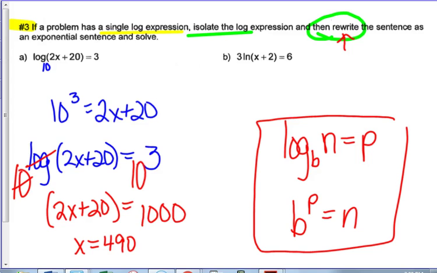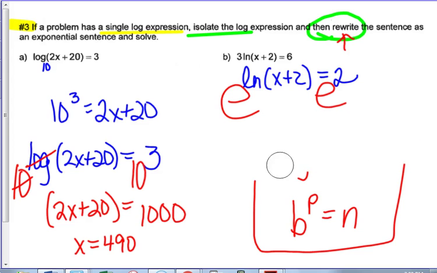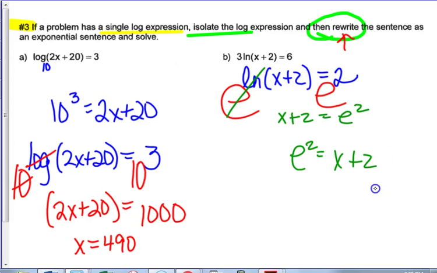All right, so what are we going to do on this guy? Divide by 3. So then we have ln of x plus 2 equals 2. Now, yeah, some of you are going to want to go like this with a giant e, right? Or you could just rewrite it as e to what power? e squared equals x plus 2. This way you'll get x plus 2 equals e squared, I guess, if you keep it on the same sides.